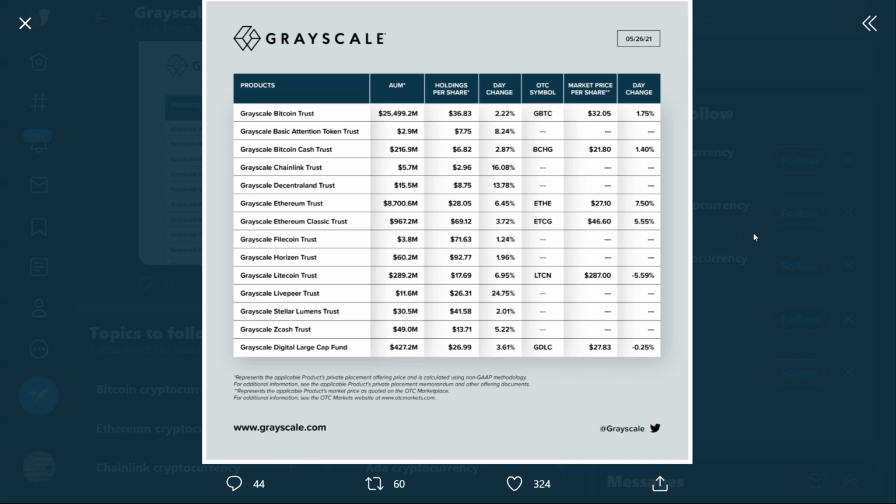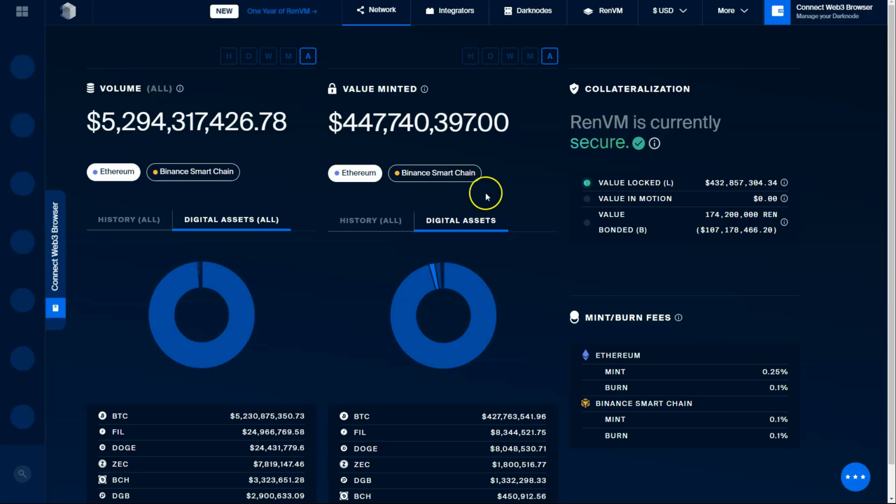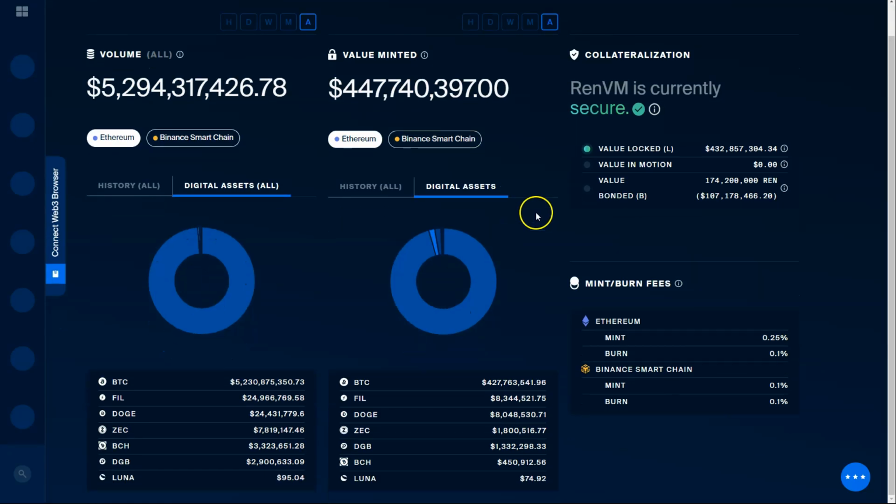Some other Zcash stuff in the ecosystem, they have a Grayscale Trust, 49 million AUM, kind of the middle of the road here. No OTC symbol that I'm aware of. They're also available on Ren as far as DeFi stuff is concerned.